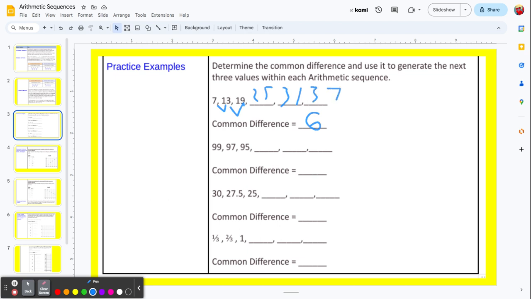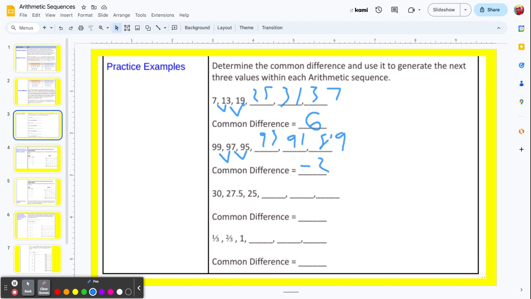All right, let's look at the next one. 95 minus 97 is negative 2. 97 minus 99 is negative 2. Our common difference is negative 2. 95 plus negative 2 is 93. 93 plus negative 2, 91. 91 plus negative 2, 89.